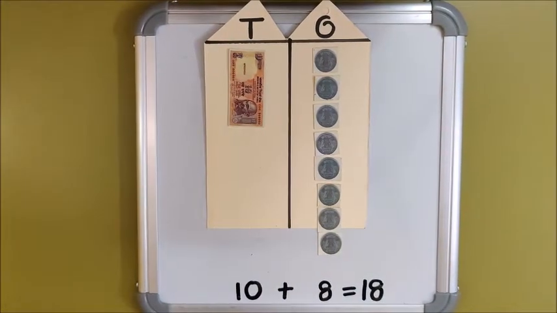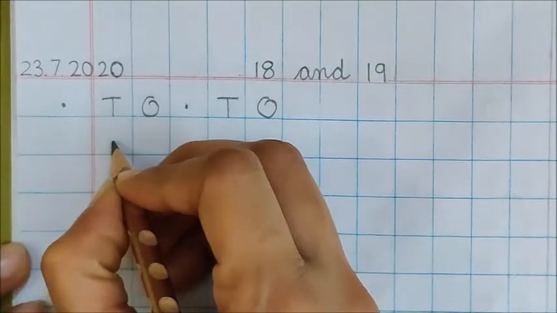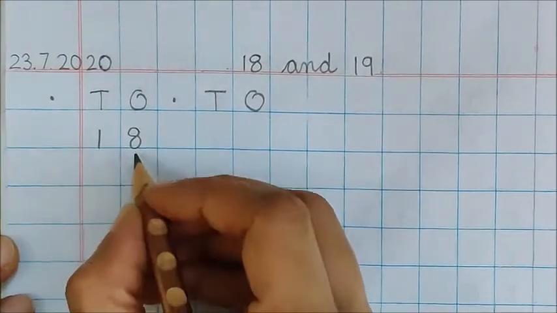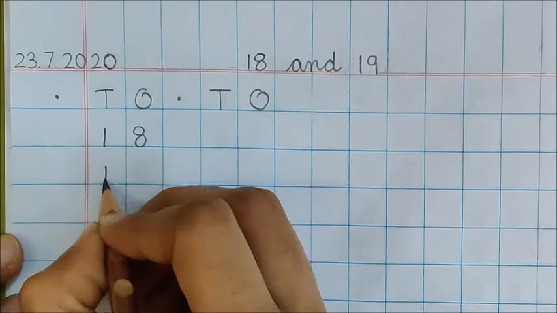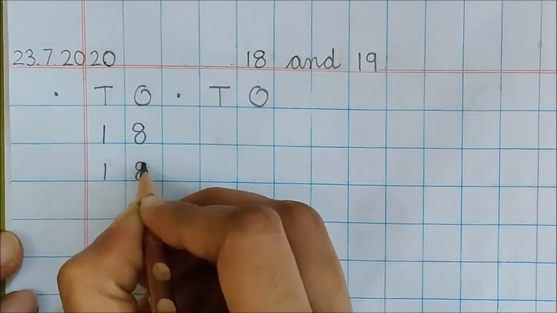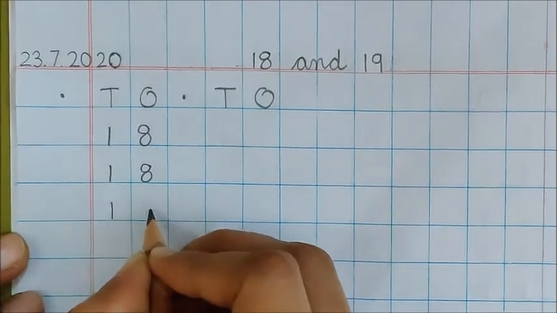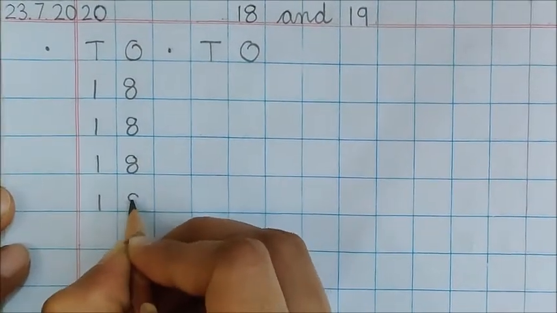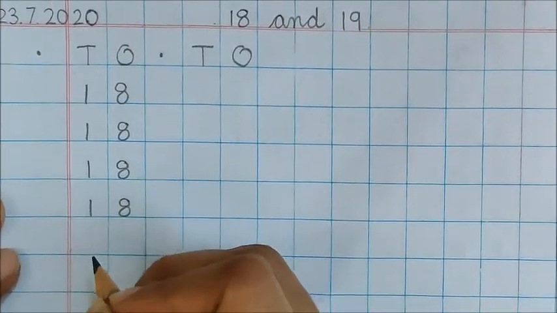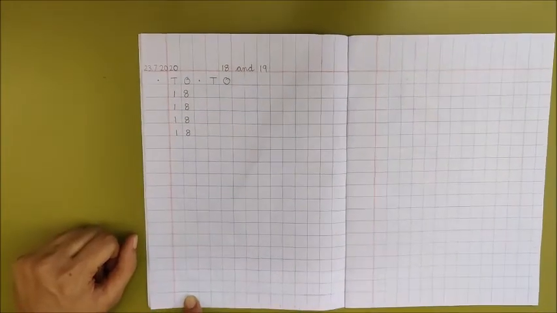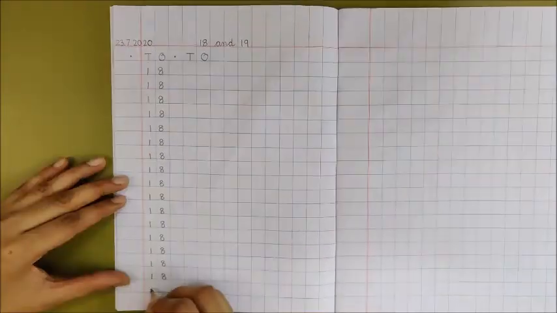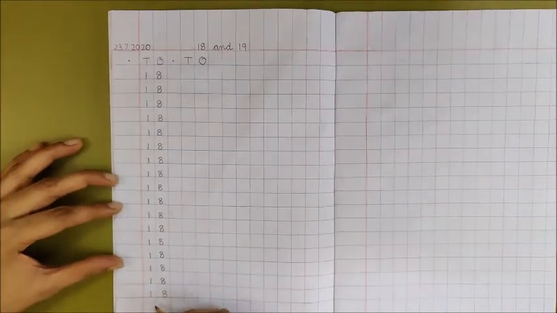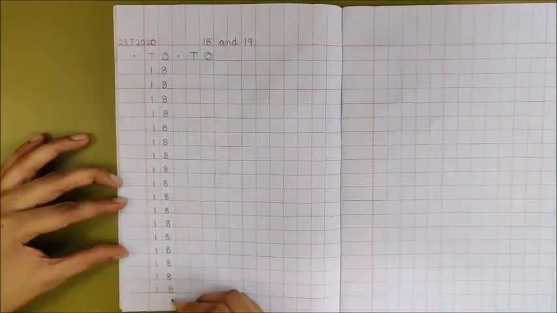So let us write number 18 in our notebook. Children, 1 ten and 8 extra is number 18. See, I am saying and writing. 1 ten and 8 extra is number 18. Write the last box. So let us say and write. 1 ten and 8 extra is number 18. See, children, I have written number 18 till the last box.